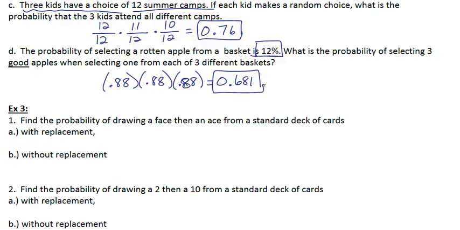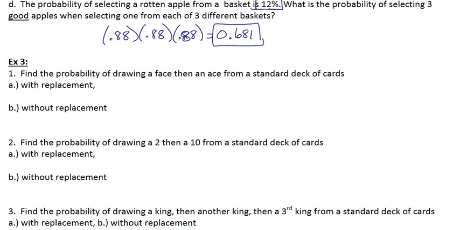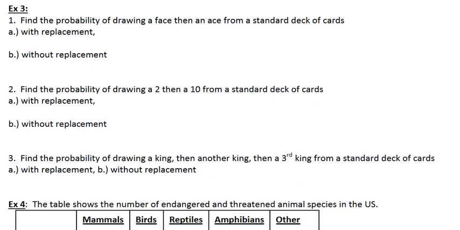All right. We haven't talked very much about the without replacement thing. So with example 3, we're going to go back to decks of cards, and we're going to talk more about without replacement. All right, number 1A, for example 3, find the probability of drawing a face, then an ace from a standard deck of cards, first with replacement. So that means, again, I put it back. So 12 face cards, 4 ace cards.